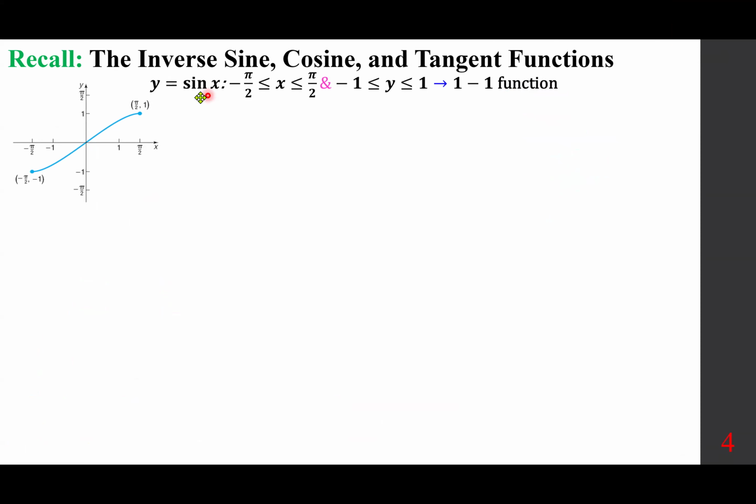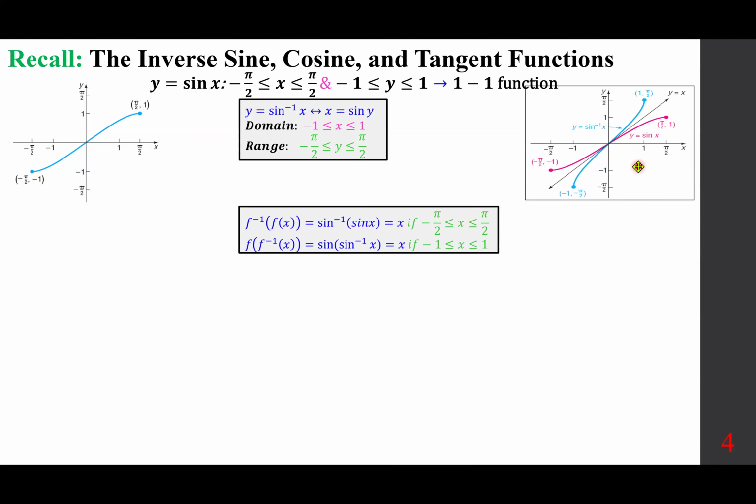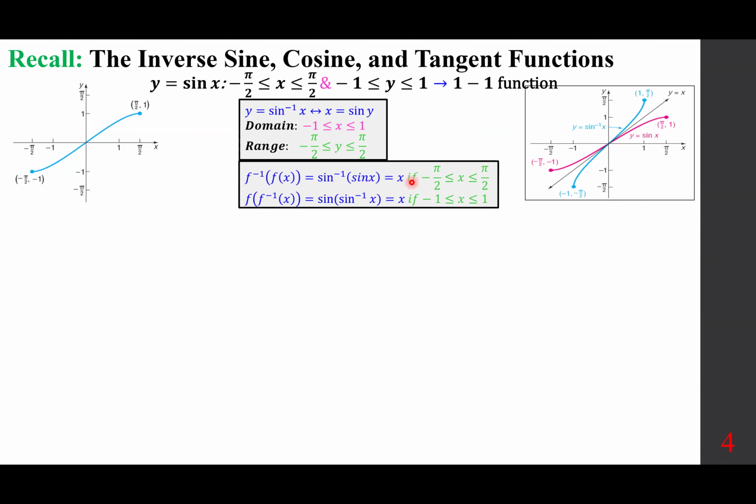For example, for sine, we restrict the x between negative pi over 2 and pi over 2. And now it has an inverse. Domain becomes range, range becomes domain, and the graph of the inverse looks like what you see. F inverse of f of x is x in the case of a sine. Sine inverse sine x equals x if x is between negative and positive pi over 2. F of f inverse of x, sine of sine inverse x is x if x is between negative 1 and 1.